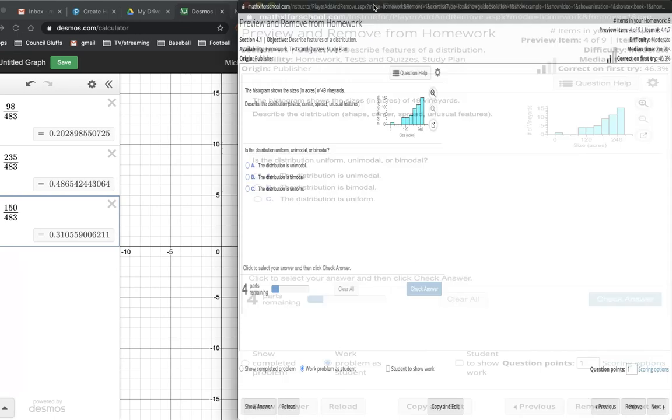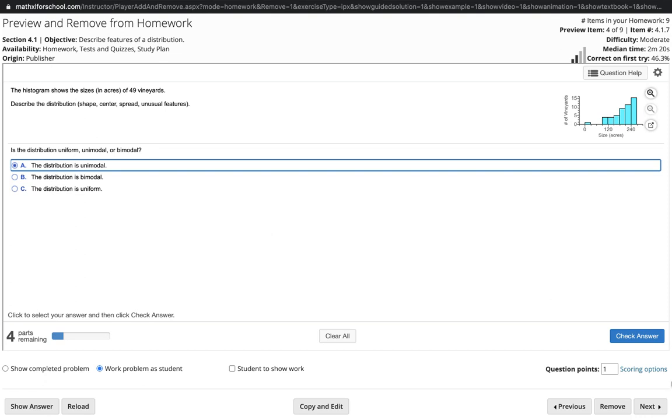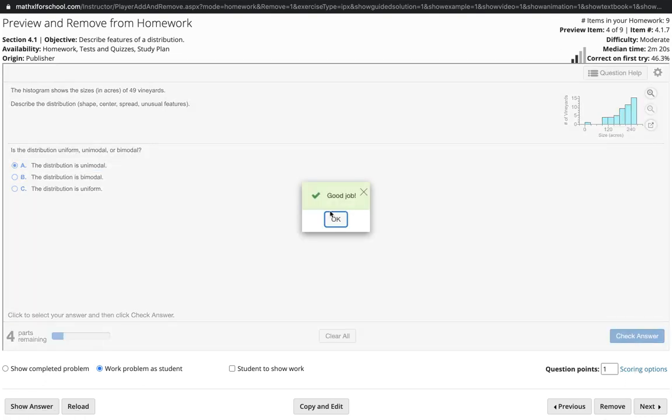Okay, number 4. The histogram shows the sizes in acres of 49 vineyards. Is this distribution uniform, unimodal, or bimodal? Okay, so uniform means that the histogram stays at roughly the same height. Clearly, this doesn't. Unimodal means it has one high point or one mode. Bimodal means it has two high points or two modes. This histogram clearly has one high point, namely all the way to the right here. So this is going to be a unimodal distribution.